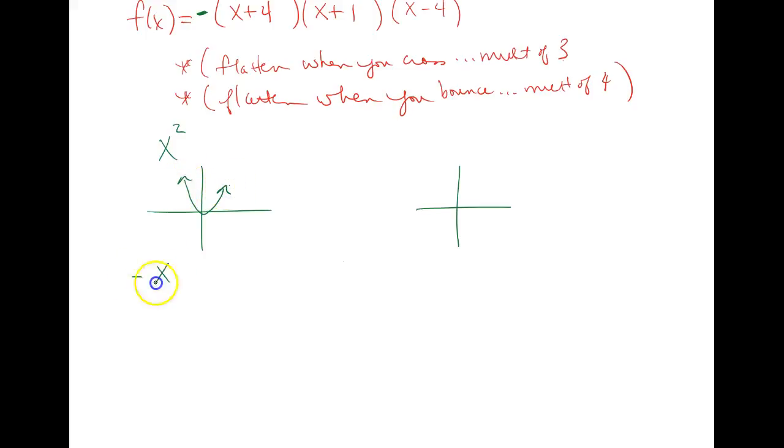But if I did a negative x squared, it would go down on both sides. So any even exponent is going to share these same properties, okay? What about x to the third?